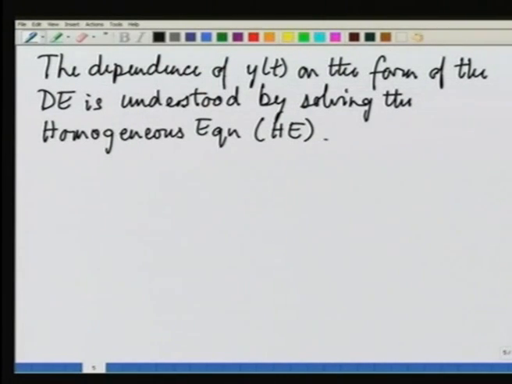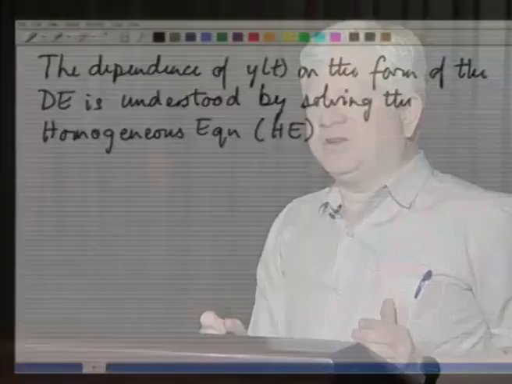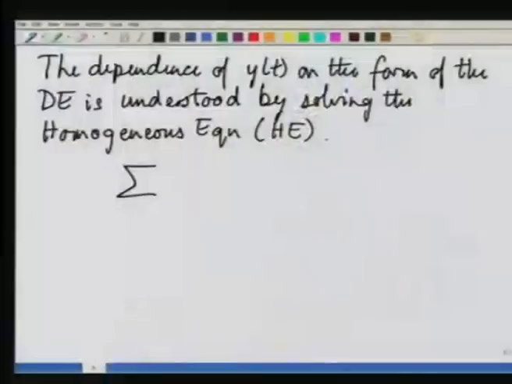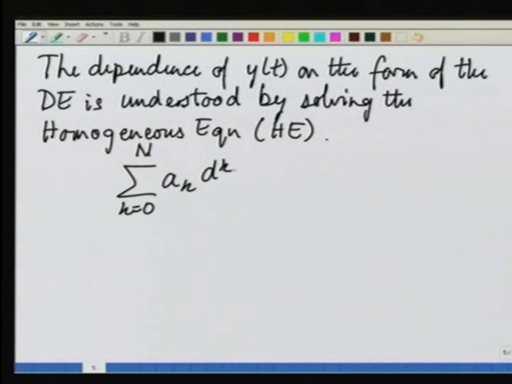What is the homogeneous equation? The homogeneous equation resembles the original differential equation, except that the right hand side, where we have the forcing function, we replace with 0, the identically 0 function of time. So, the homogeneous equation is simply this is the homogeneous equation.